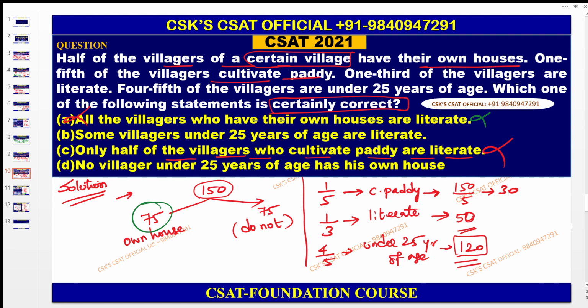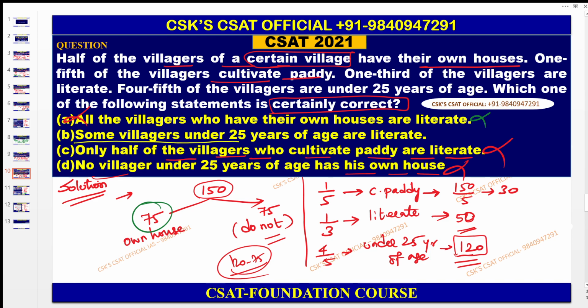Now, no villagers under 25 years of age have their own house. It is wrong. Because, now try to understand. Here total 120. Do not possess 75. Some possess, right? So do not possess 75. So try to understand, 120. Do not possess, let us take 75. Subtract this one. Some possess here. We are clearly mentioning no villagers under 25. No, that is wrong.